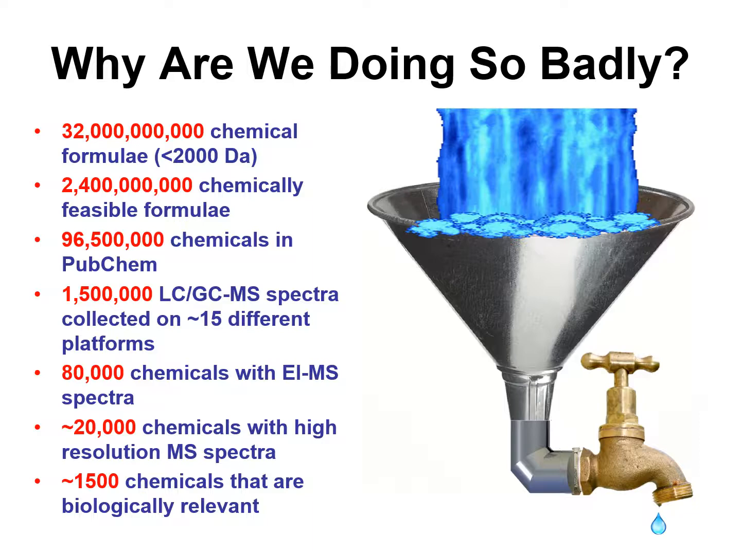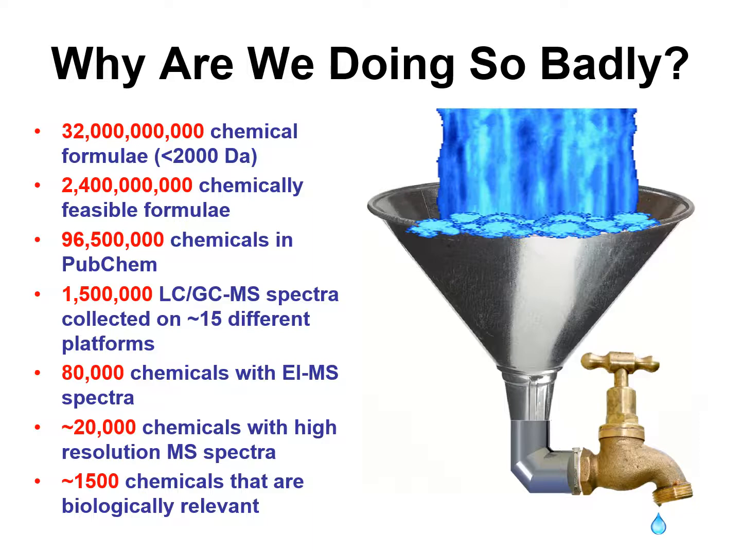there's only about 80,000 chemicals where spectra have been collected, and most of those are actually collected for EIMS. A lot of them correspond to derivatives, TMS derivatives. A lot of them correspond to special pollutants and environmentally interesting compounds. If we look at the situation for the high-resolution LCMS spectra, the number of compounds actually is much less than 80,000. It's probably on the order of 20,000. And of those, perhaps 1,500, maybe 2,000 are actually biologically relevant.